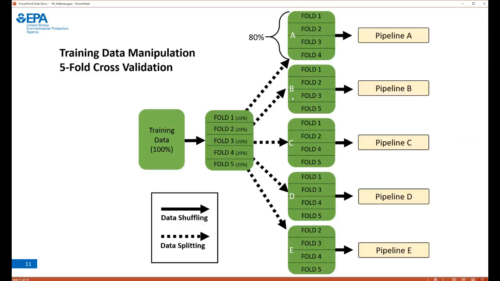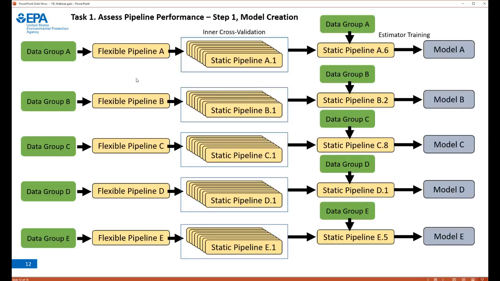So each one is put through this analytical pipeline, and then later on we'll use the fold that wasn't used in order to assess how well the model works. So here each data group goes into what is the flexible pipeline. We use inner cross validation. Here I have 8 potential static pipelines shown because that's how many combinations of hyperparameters there are. And so in each case, we say, okay, what was the best static pipeline? Which one did fit the data the best? So in this case, static pipeline A6, here was B2, here was C8, D1, and E5.